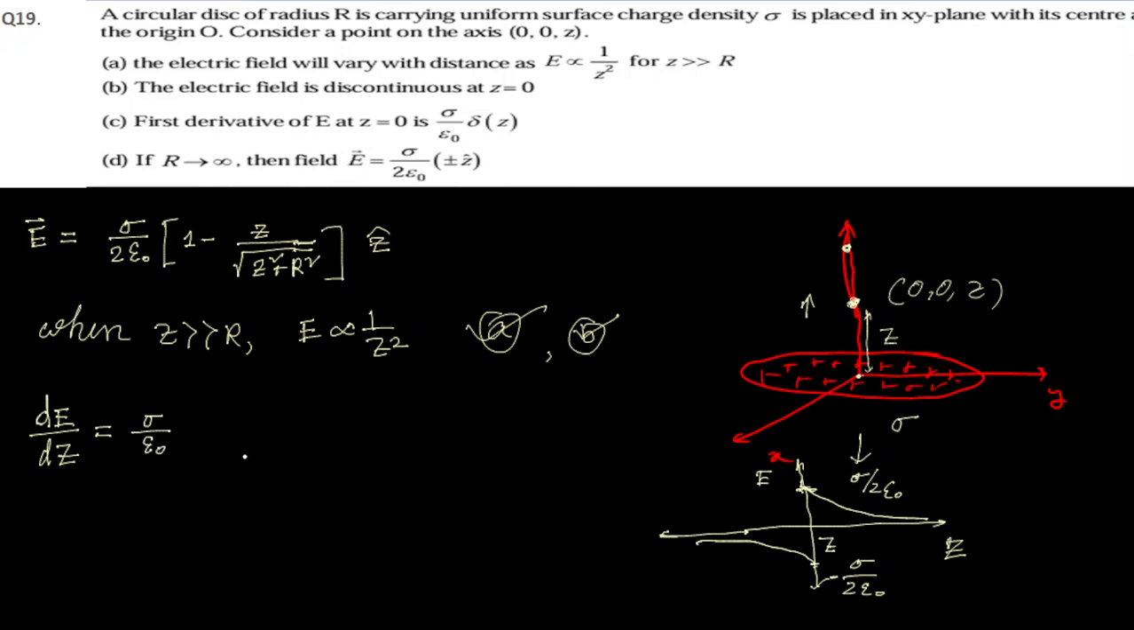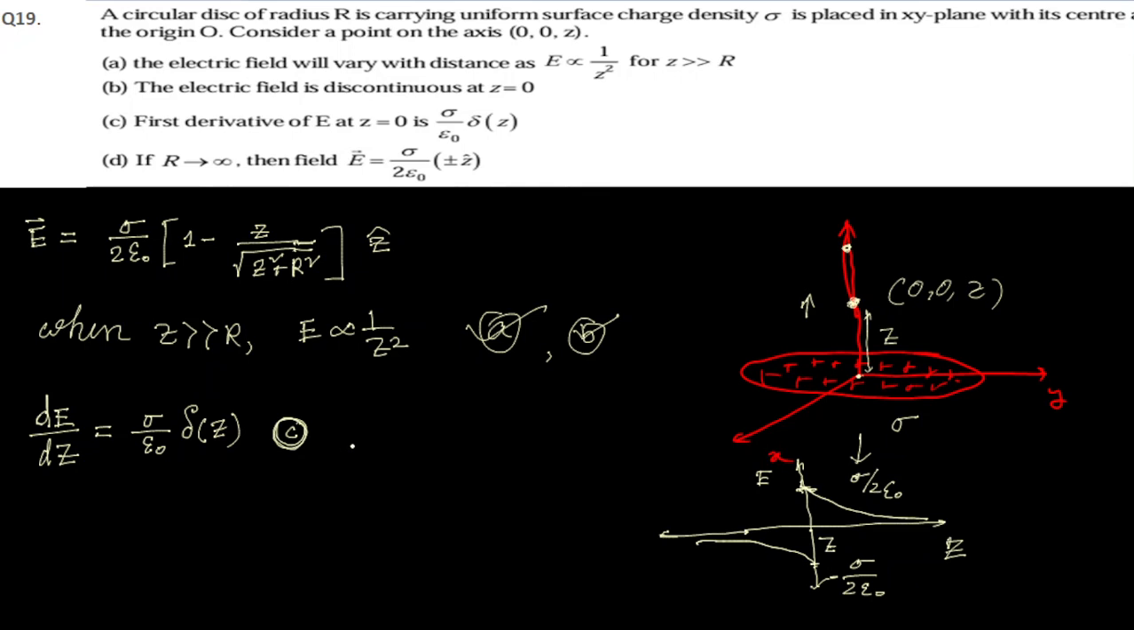How can we calculate the amount of discontinuity? The value of this function on the right side minus the value of this function on the left side at this point. In this case, at z equals 0, the right side is sigma by 2 epsilon naught, the left side is minus sigma by 2 epsilon naught. So when you take the difference of these two electric fields, that will give you sigma by epsilon naught. So the amount of discontinuity into the Dirac delta function. Okay, so option C is also correct.